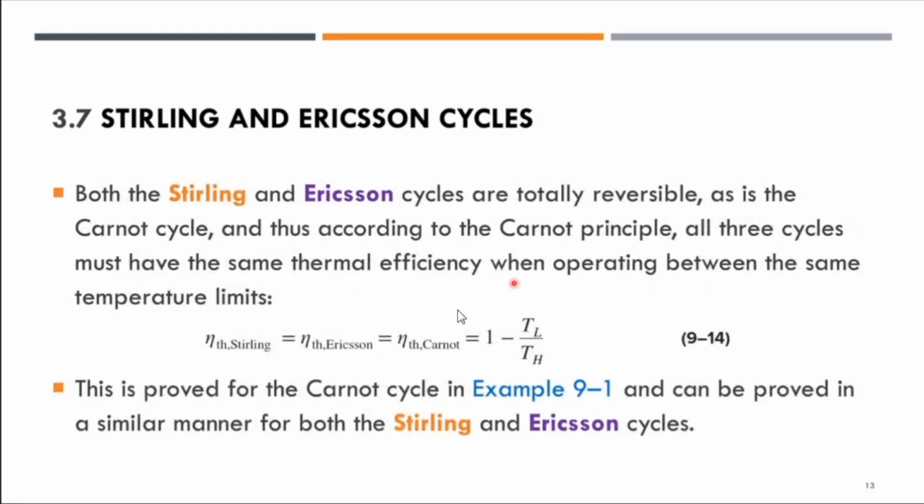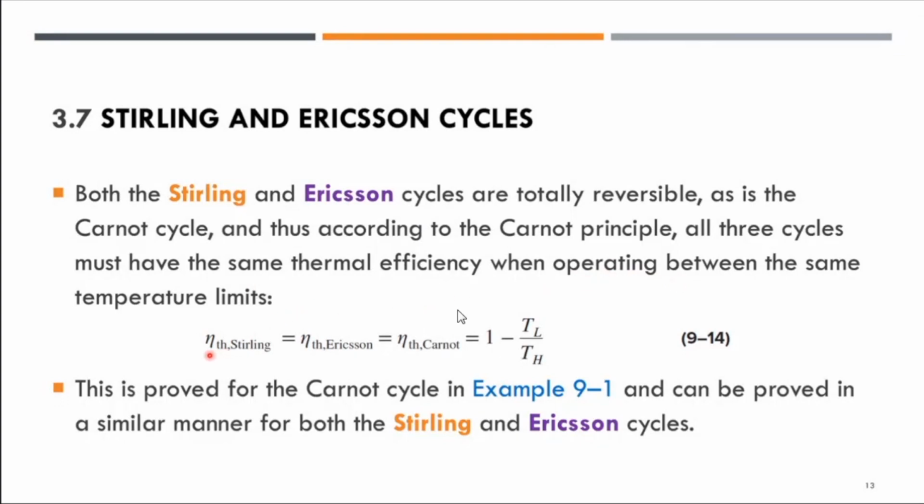We can say that both the Stirling and Ericsson cycles are totally reversible. It can go back from process 1, 2, 3, 4, and then it goes back to 1. That is what we say is reversible. It can be reversed, similar to the Carnot cycle. And thus, according to the Carnot principle, all of these cycles, Carnot, Stirling, and Ericsson, must have the same thermal efficiency when operating between the same temperature limits.